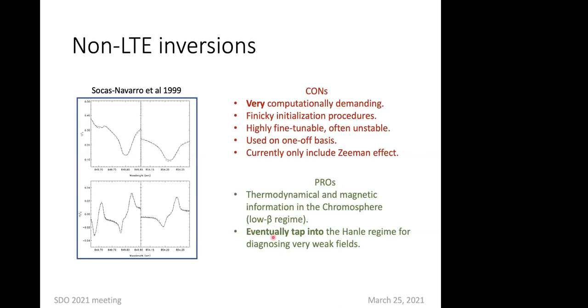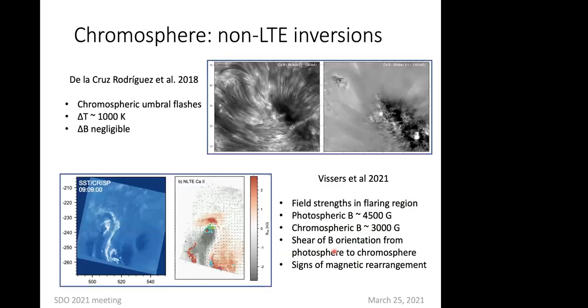And eventually, I hope they will be routinely able to tap into the Hanle regime to diagnose the very weak fields in the chromosphere. So here are two examples quickly of how people have applied non-LTE inversions for chromospheric magnetic fields. The first one, Jaime de la Cruz and his collaborators studied the magnetic field in the chromosphere during umbral flashes, and they found that whilst the temperature in the shock front of the umbral flash could show an increase of about 1,000 Kelvin with respect to its surroundings, the changes in the magnetic field during the umbral flash were negligible.